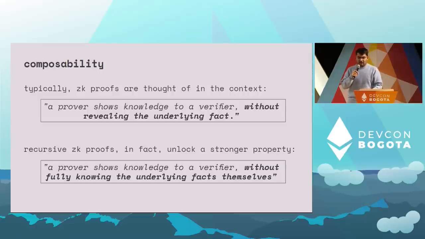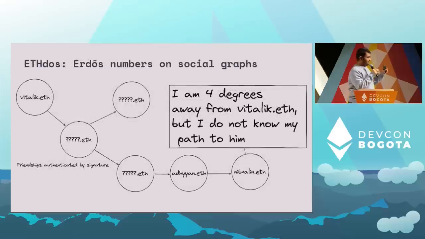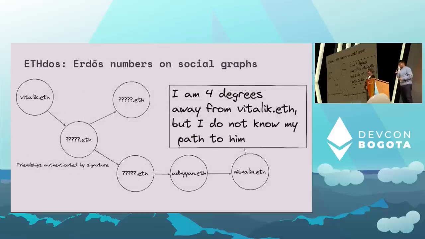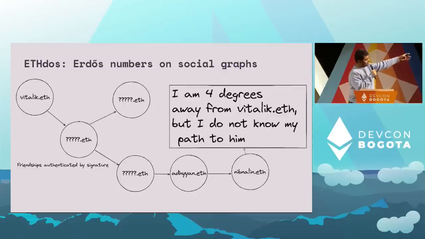With recursion, in fact, you can unlock something more powerful. A prover can show knowledge to a verifier without fully knowing the underlying facts themselves. So this is a bit hard to model, so I'll just lead with an example. Over the summer, we built this application called ETHdos, which is Erdős numbers on social graphs. So these social graphs are sort of graphs of relationships of people saying, I am your friend, kinds of things.